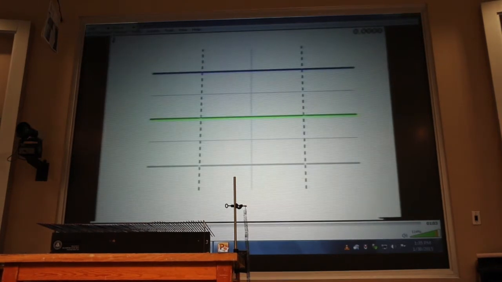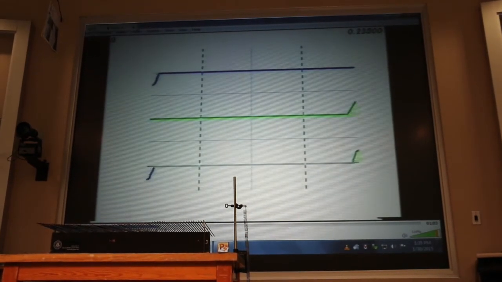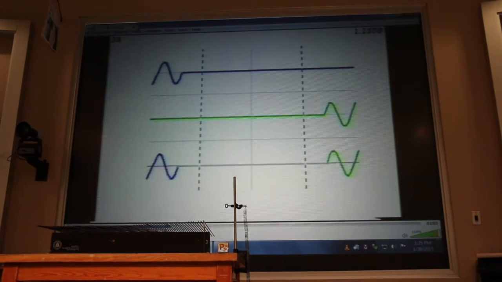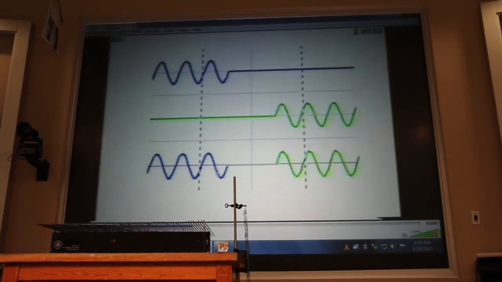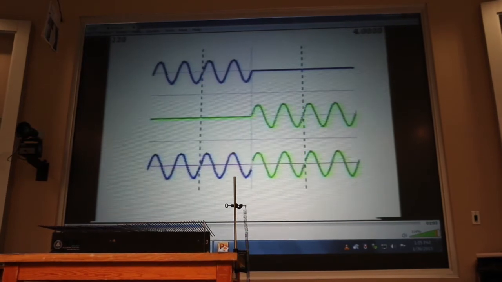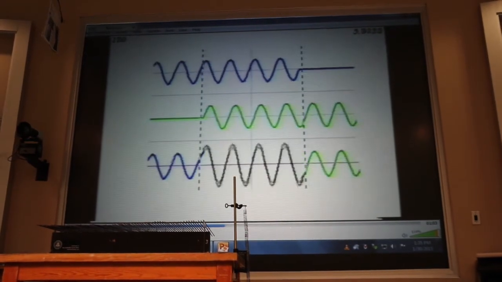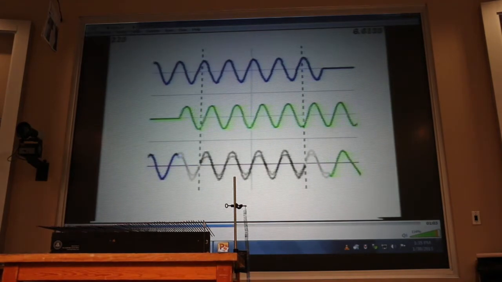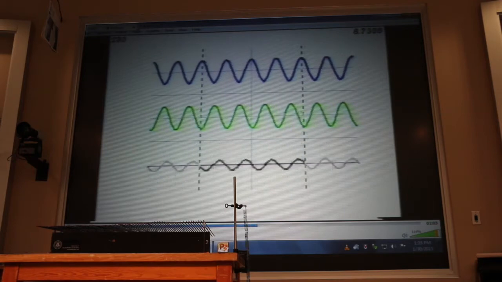Here we show the superposition of two oppositely propagating, but otherwise identical, sine waves. The blue wave propagates left to right, whereas the green wave propagates right to left. The bottom trace shows their sum. The addition of these two waves results in a wave that oscillates, but stands still, hence the name standing wave.